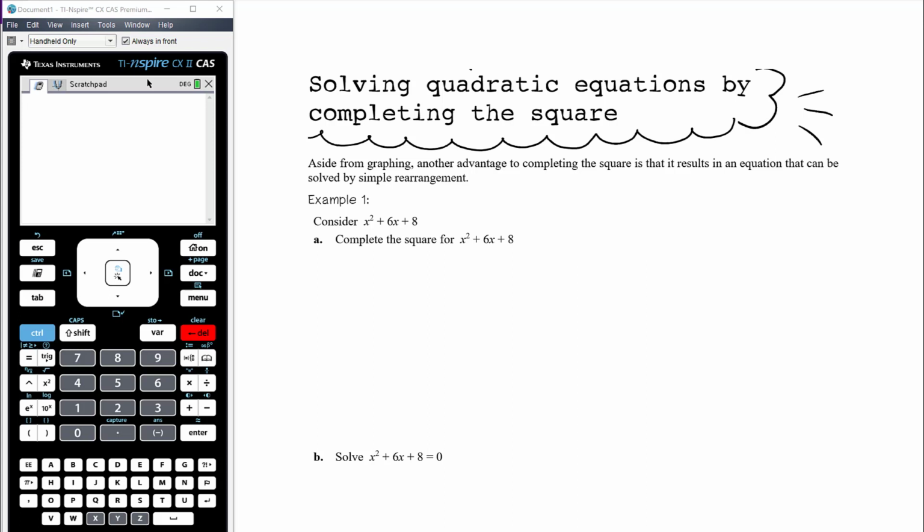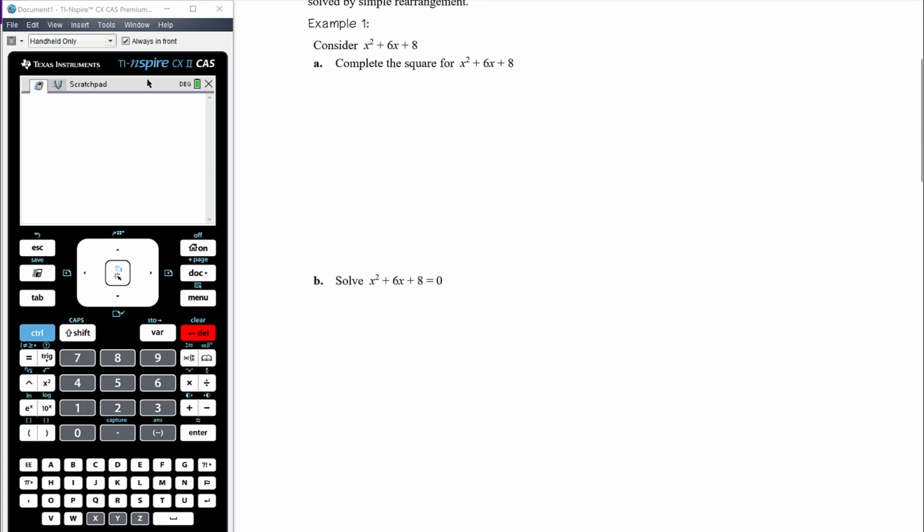Okay, and as I said in the previous video, essentially the process of completing the square turns our quadratic expression into a quadratic expression which has x just in one place, and so therefore that equation can then be solved by rearrangement, as we discussed earlier in this topic. So let's have a quick look at this example. So example 1, we first want to complete the square for x squared plus 6x plus 8.